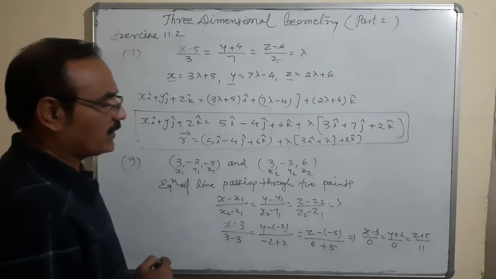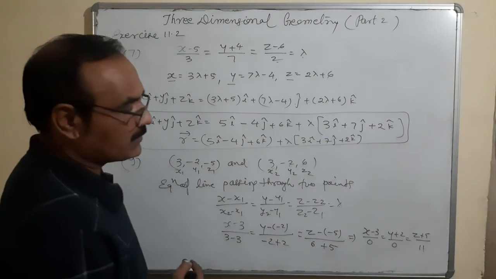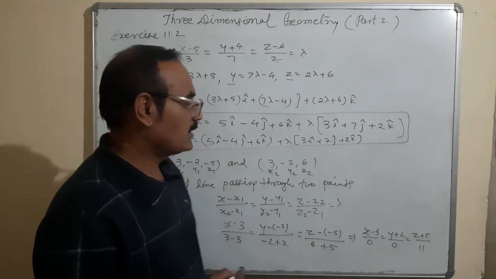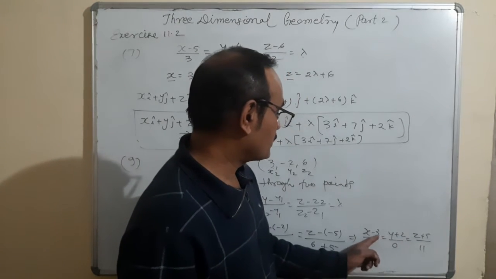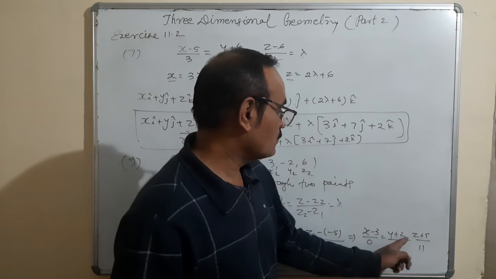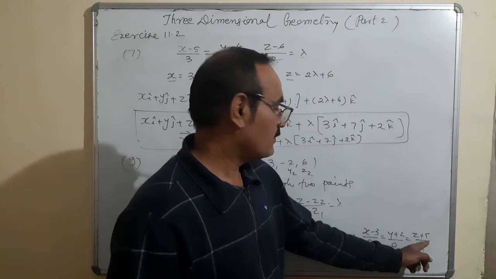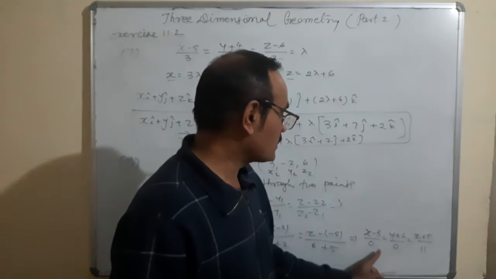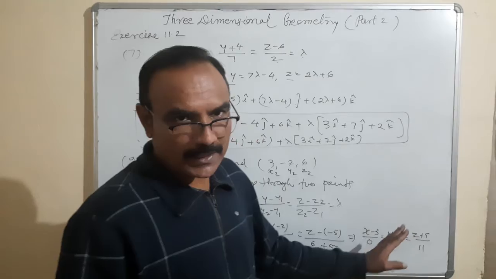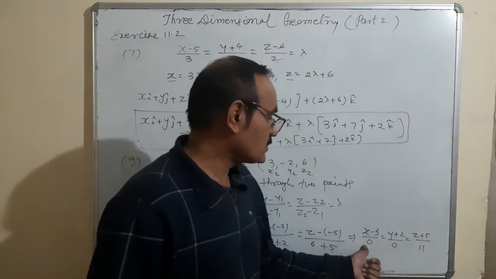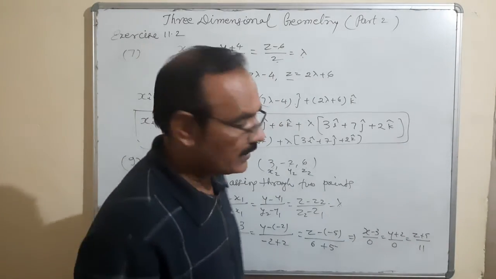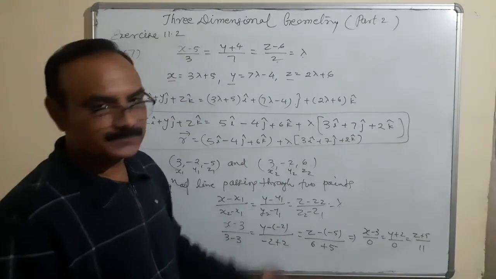This line is passing through the point 3, minus 2, minus 5. Okay. And direction ratios are 0, 0, 11. We can treat it like that. Direction ratios are 0, 0, 11. Okay. And the line is this. Got it?